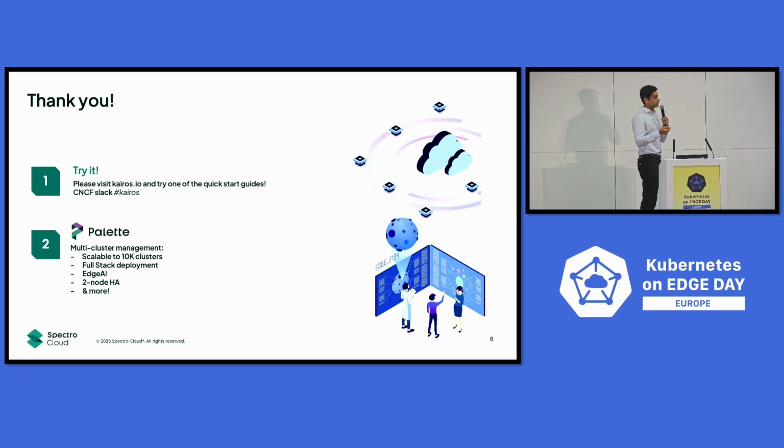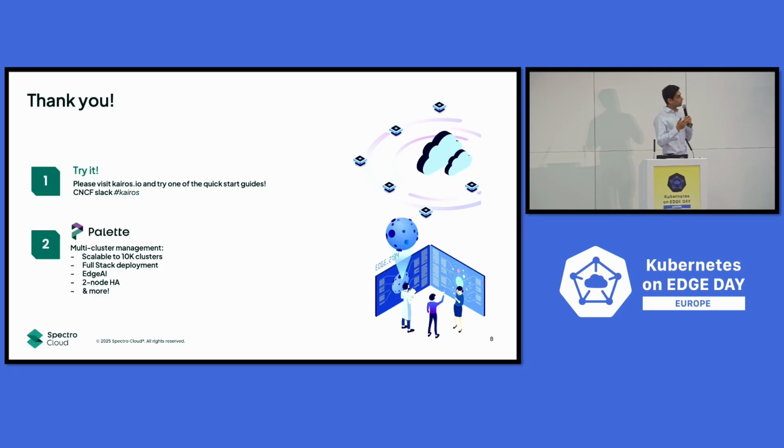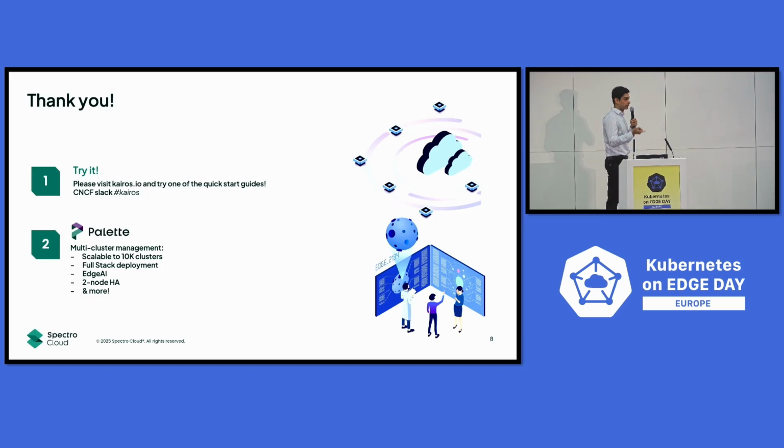And then lastly, Spectro Cloud is the sponsor for the Kairos project. We do provide enterprise support, but moreover, Kairos is a single cluster solution. What we provide at Spectro Cloud is a management platform called Palette that allows you to essentially manage multiple of these clusters at scale. And along with that, being able to do things like full stack management from your OS, Kubernetes, applications. We have a lot of AI capabilities built into the platform, two-node HA, and more.